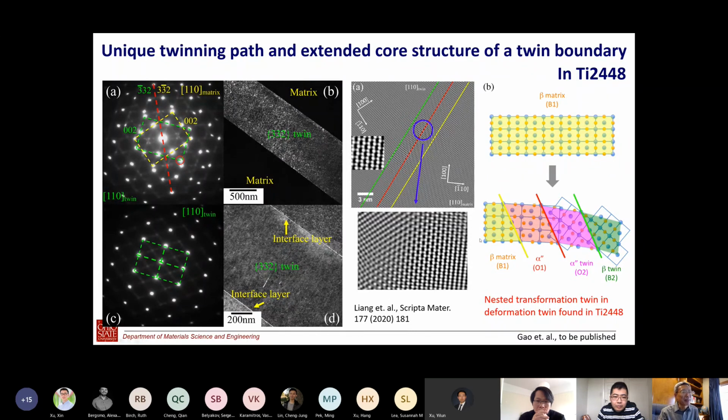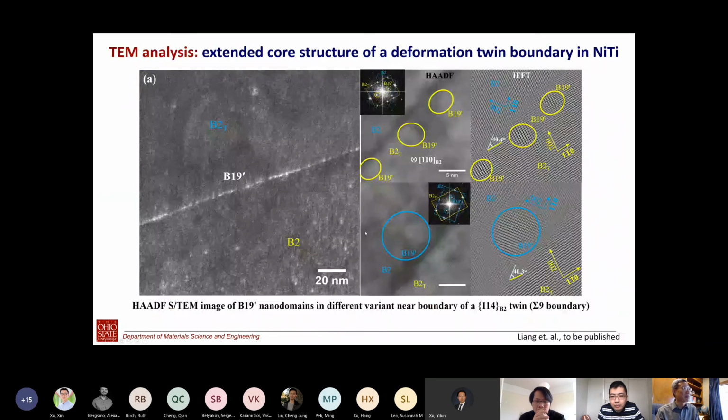Then we did some crystallography analysis. We found this is very, very similar to the extended core structure of a dislocation. So in this particular system, beta titanium, if you have a deformation twin boundary between two beta grains, across the twin boundary you have to have a layer of alpha double prime martensite. So in this case, the behavior of the materials becomes really interesting.